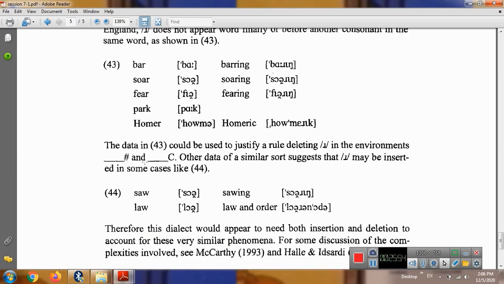The data in 33 could be used to justify a rule of deletion here, in the environment at the end of the word and before a consonant. It means at the end of the word and before the consonant. Other data of a similar source suggests that r may be inserted in some cases, like 44.